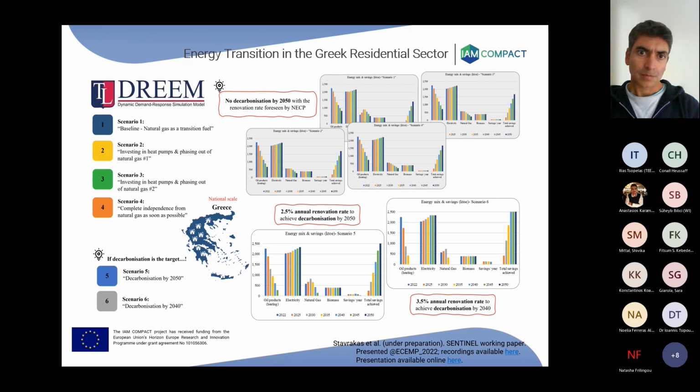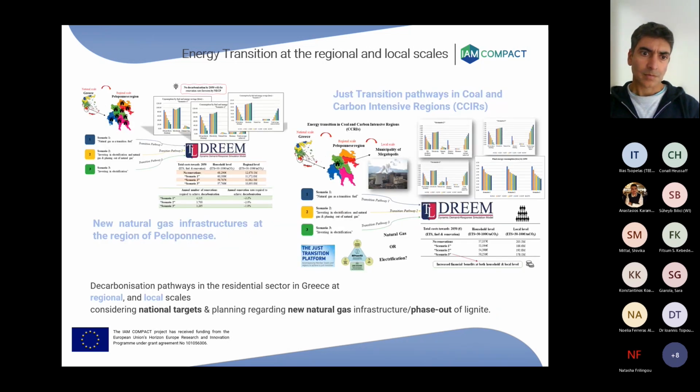And the model also allows us to go even lower in terms of scale and resolution. For example, again along with the ministry, we did similar analysis for regional scales, like the region of Peloponnese, where there is this discussion of new natural gas infrastructure construction. We needed to see if that would be the best solution, which of course it isn't. And then we also dived deeper to the municipality level in Megalopolis to see the just transition pathways. Megalopolis is a coal and carbon intensive region in Greece, and there is also this discussion about the phase out of lignite now, and we explore different pathways, also having the just transition concept in mind.